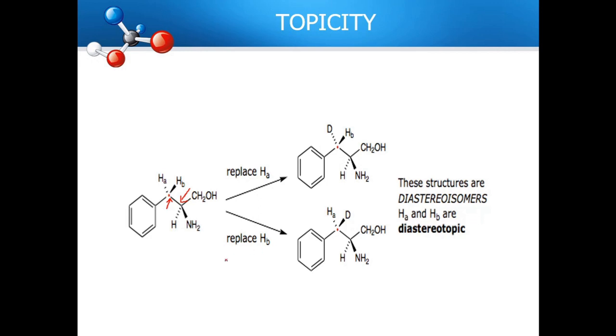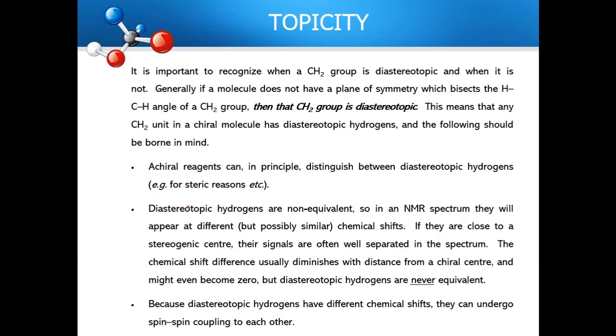Again, I want to recall that you can easily identify a diastereotopic proton in a molecule if the protons are attached to a carbon which is attached to a chiral carbon. So that is a very simple step. That can be a thumb rule. So if there is already a chiral carbon in the molecule, and you are analyzing the protons attached to another carbon which is already attached to a chiral carbon, then you are likely to end up with a pair of diastereomers. So it is important to recognize when a CH2 group is diastereotopic and when it is not.